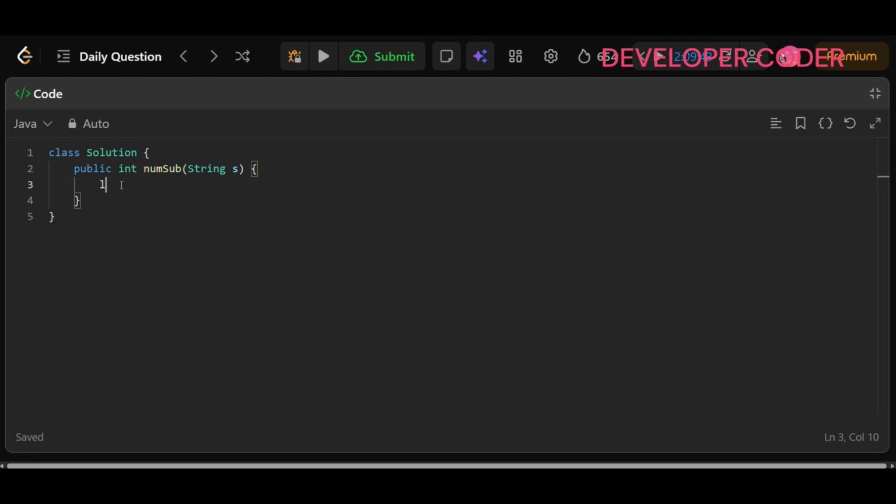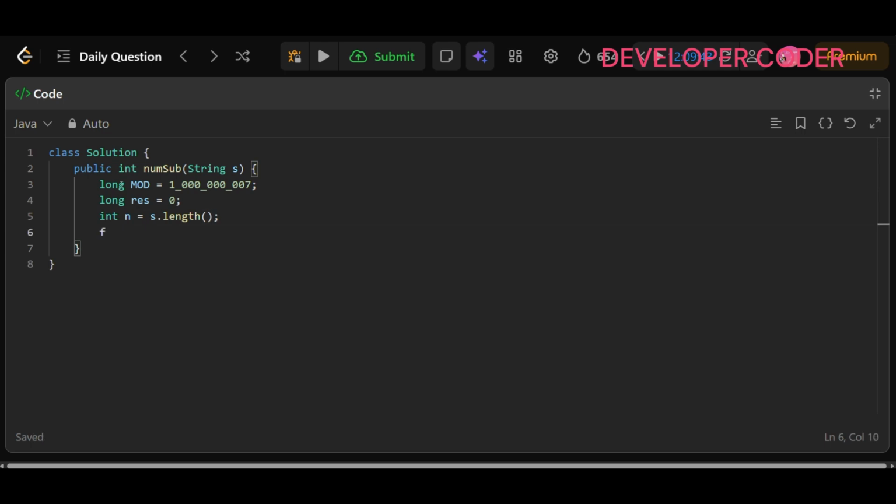Okay, so here first create the mod, right? If you don't use this mod now, you will get an overflow error, right? I will show you that in the end as well. 10^9 + 7. Now here, long result, set it to 0, and int n is equal to s.length.